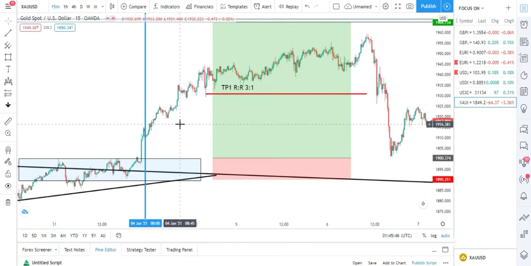So now I'm done with the pairs that I said are going to have a proper high probability: EURUSD, USDCHF, and gold. So now I'm going to quickly go through GU.